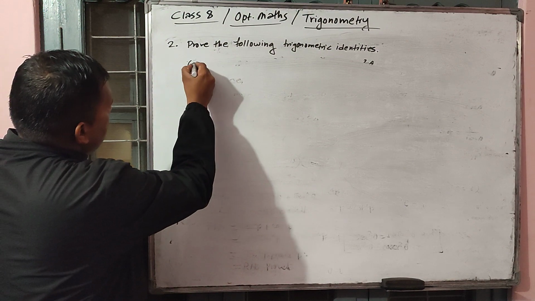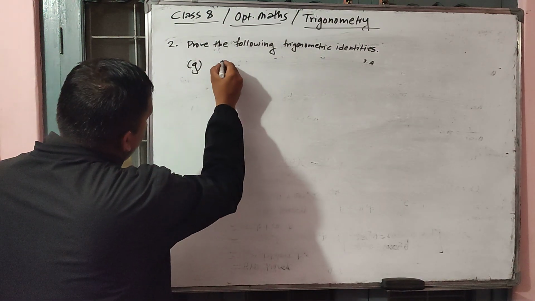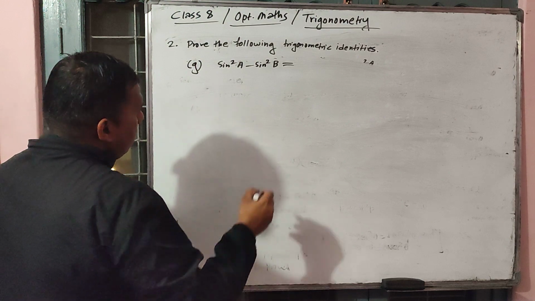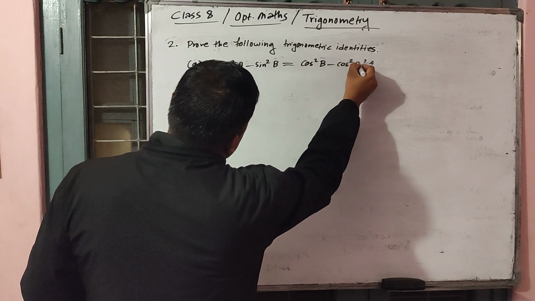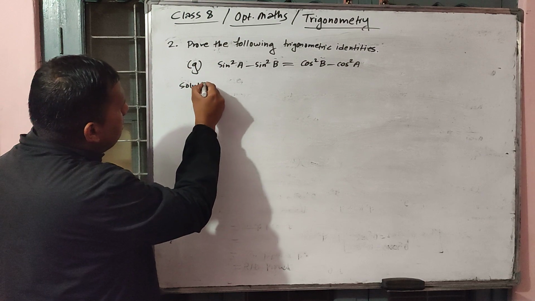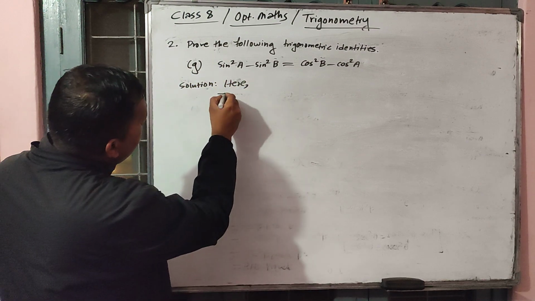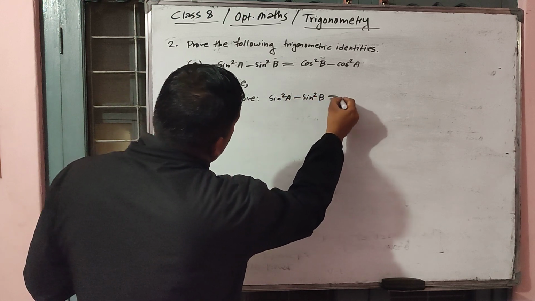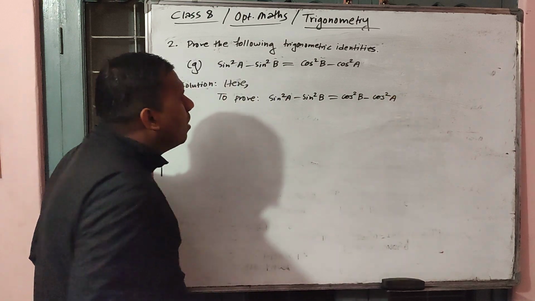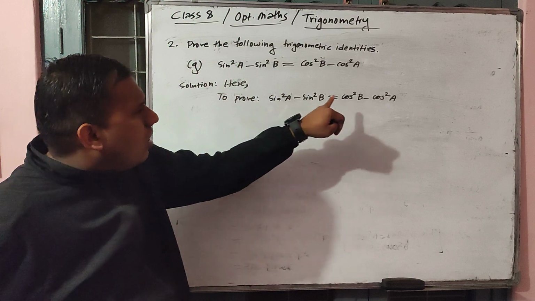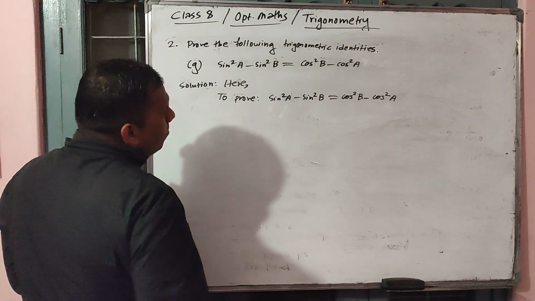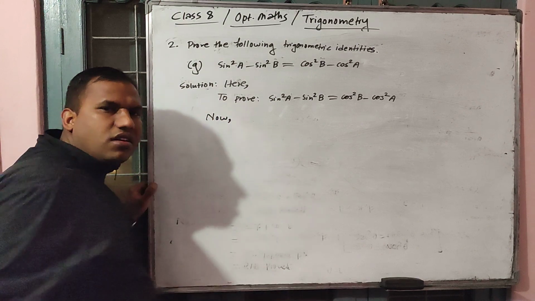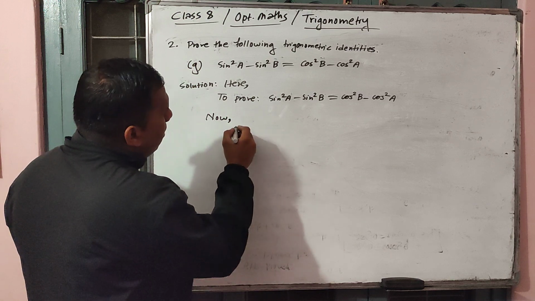Question number G. On G we have to prove sin square A minus sin square B equal to cos square B minus cos square A. Now your solution. Here we need to prove sin square A minus sin square B equal to cos square B minus cos square A. On the LHS, A is in terms of sin square, on the RHS A is in terms of cos square. Similarly, on the LHS B is in terms of sin square, on the RHS B is in terms of cos square. Now you can start from any side. Now we start here.